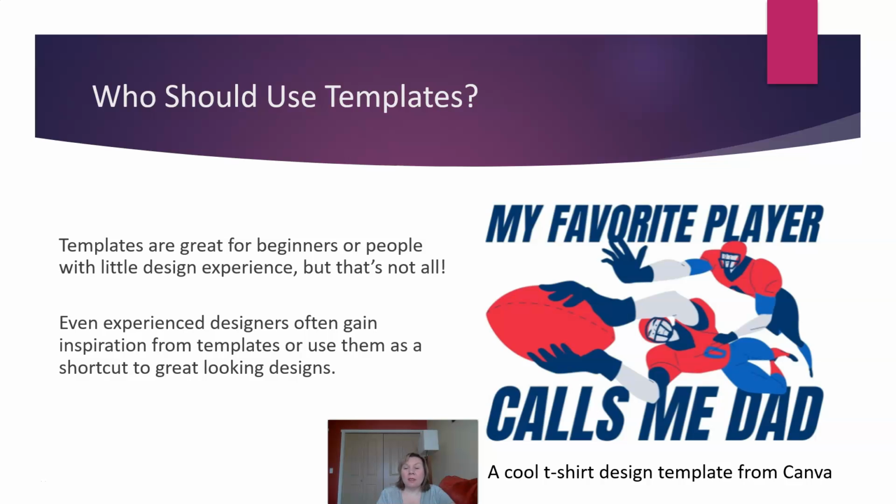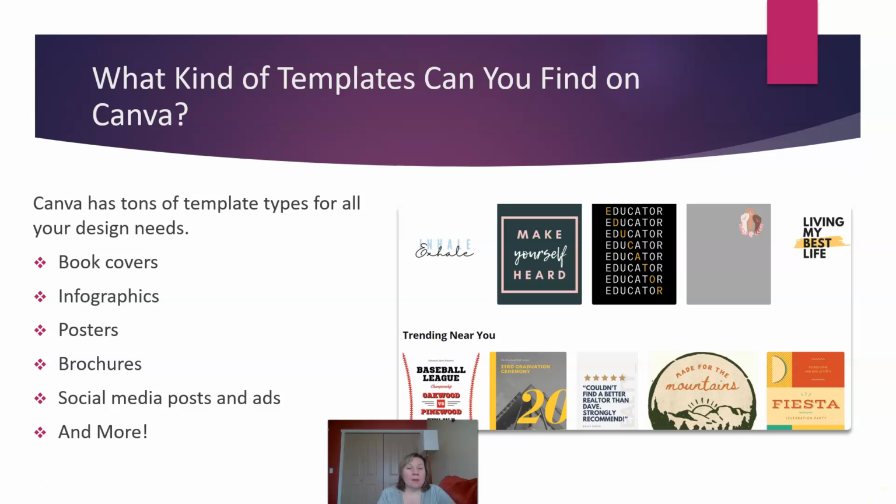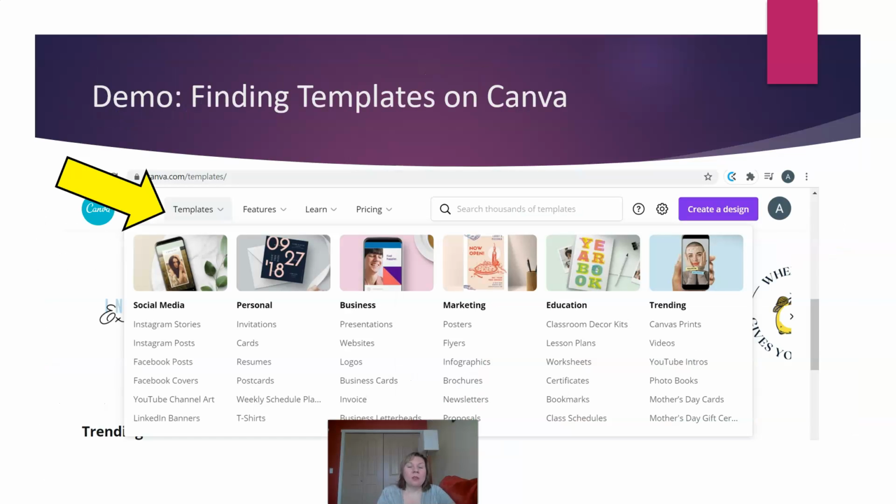So for example, here is a t-shirt design template from Canva. You could use that as a basis to create your own design. And as I mentioned, Canva has a lot of template types, things like book covers, posters, brochures, and more. So they have things that are more text heavy, things that are more graphic heavy, pretty much anything that you can think of. So to find templates on Canva, you go to canva.com/templates. And you will see here that there's a whole drop-down menu in templates, and then they also have them here as well, categorized into different areas.